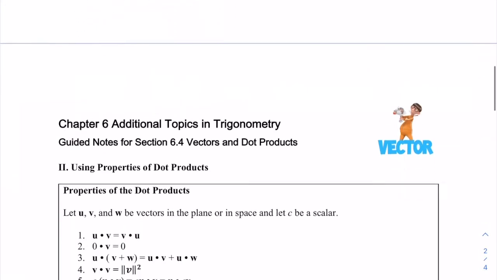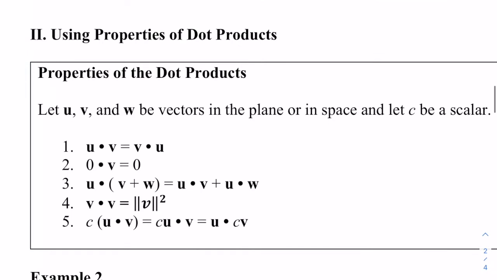All right, let's look at some of the properties. So in a way, the dot product is, you could say, almost commutative. So the dot product of u and v will be the same as the dot product of v and u. The dot product of 0 and v will always equal 0. You can have the dot product of u and the sum of two vectors, and so it'll equal the dot product of u and v plus the dot product of u and w.